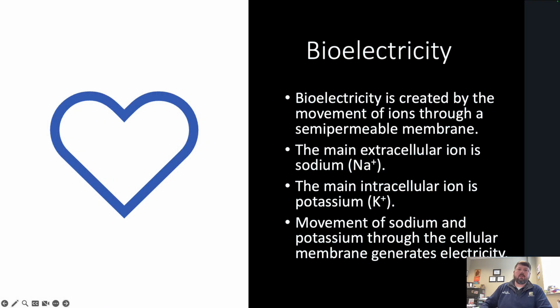So the term bioelectricity. Bioelectricity is created by the movement of ions through a semi-permeable membrane. The main extracellular ion is sodium, so the main ion that's outside of the cell is sodium, and that's going to be important here in a few minutes. And the main intracellular ion is potassium, and in order for you to actually depolarize or create an electrical conduction, those ions actually have to move across the membrane.